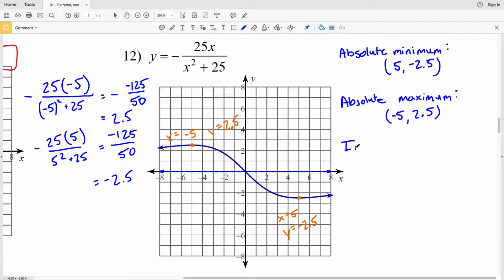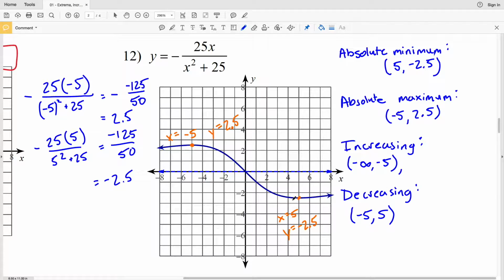Now we're going to see when that function is increasing and when it's decreasing. Starting off, we're increasing from negative infinity until that absolute max at -5. So we're increasing from negative infinity to -5, and then we decrease from -5 to +5. And then from there, we're increasing again from 5 to infinity. And that's our solution in number 12.